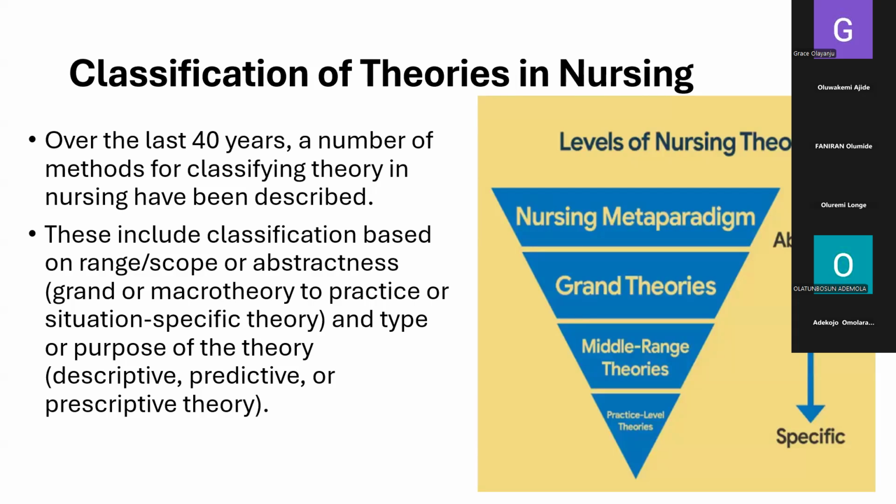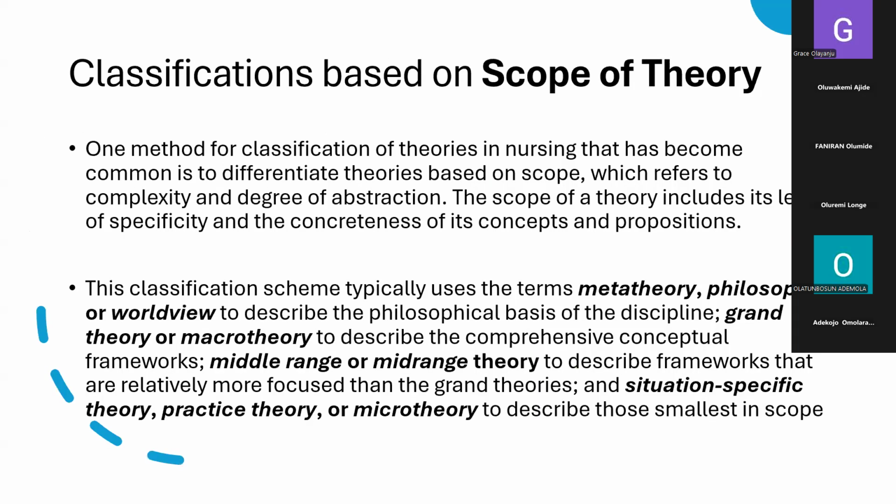So theories are classified based on different criteria, either based on scope, based on philosophical perspective, or based on their purpose. Based on scope, there are 4 major classifications, but we talk more of 3. So we have the grand theory, we have the middle range theory, and then the practice specific theory or situation specific theory or practice theory. There are different ways we call them.